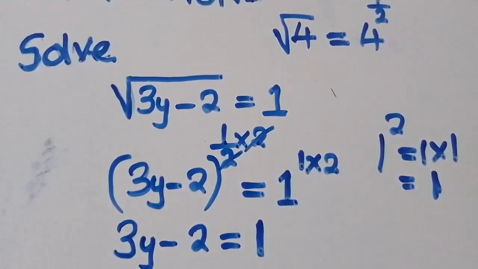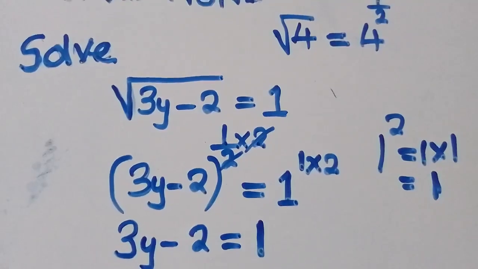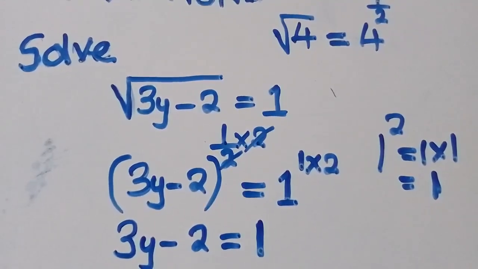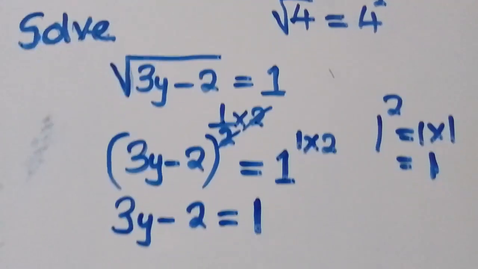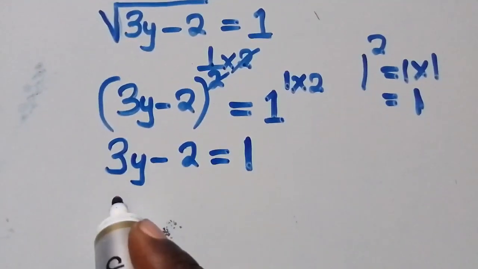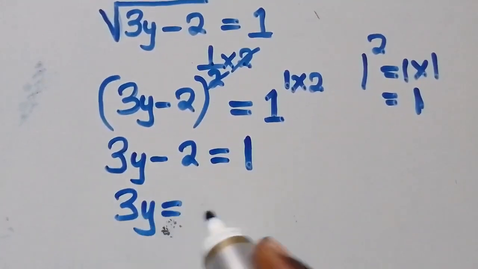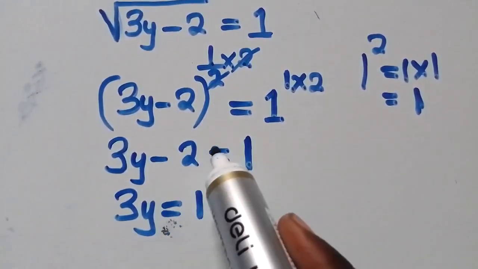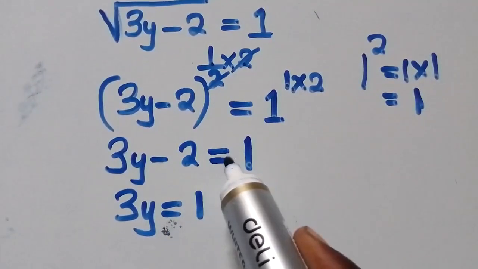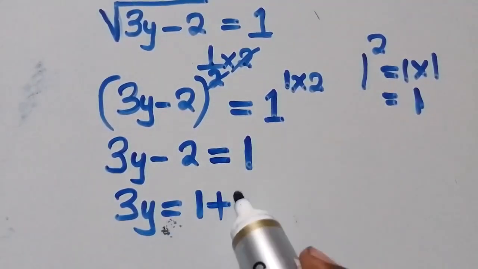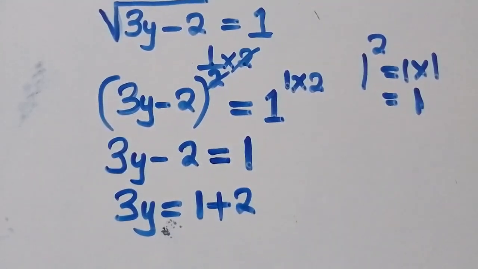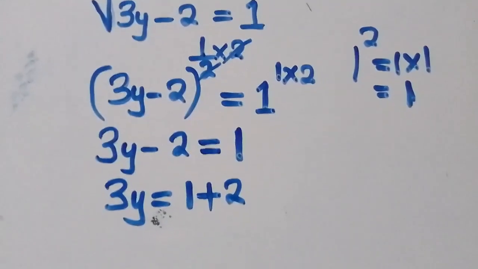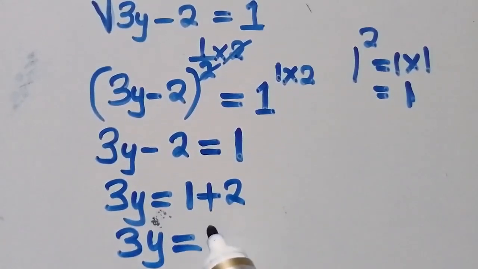When you reach here now, you need to group the like terms together. So how do you group the like terms when you reach here? You say 3y is equal to, you've got a 1 here. When this 2 comes this side, since it is crossing the equal to sign, the sign will change. We are going to have a positive 2 like that. So after having something like that, you say 3y is equal to what? Is equal to 3.